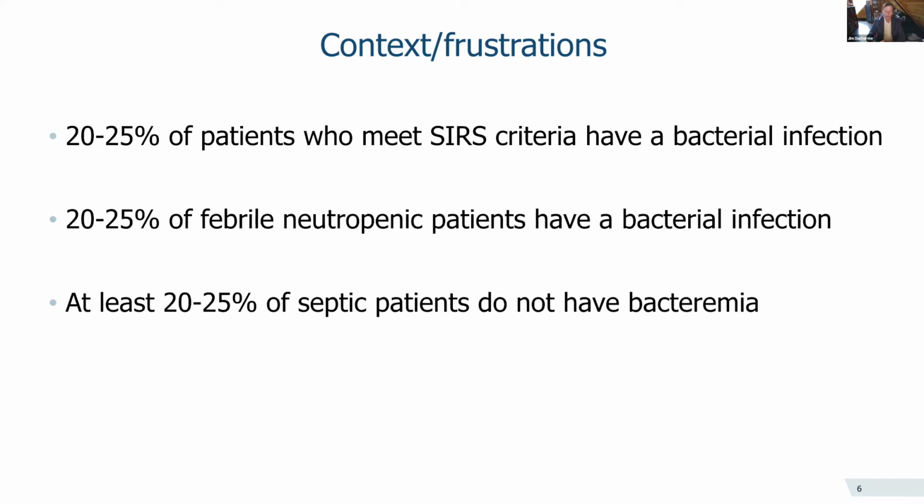The frustrations, of course, that we have is we are very imperfect in how we do that. Only 20 to 25% of people with SIRS criteria actually have a bacterial infection. And Lord knows with all the COVID cases and the influenza cases, they all met SIRS criteria. Only 20 to 25% of patients with febrile neutropenia have a bacterial infection. And of course, of those who are septic, 20 to 25% don't have a bacteremia, which means that a blood culture, even if it was very rapid, doesn't identify a fairly large quantum of our patients.